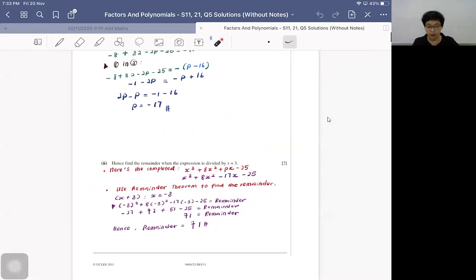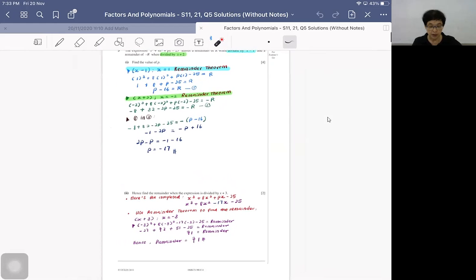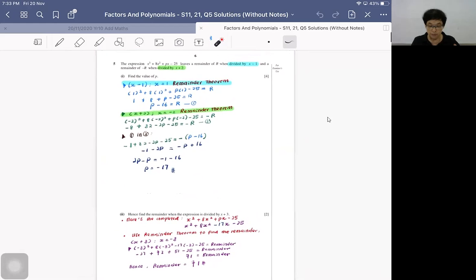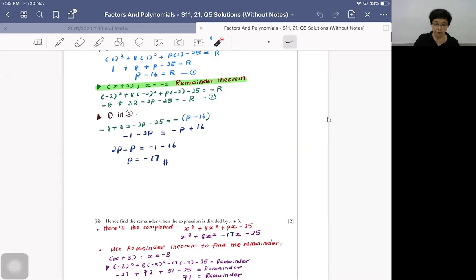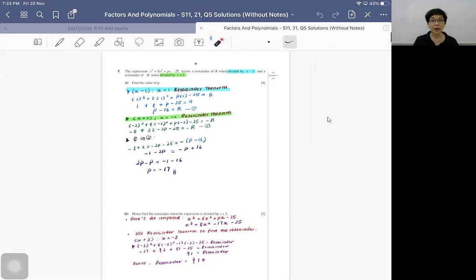With that, we have successfully solved both sections of this question. With the marks allocated 4 plus 2, 6 marks, you have successfully acquired the total 6 marks. Congratulations, what a great journey.